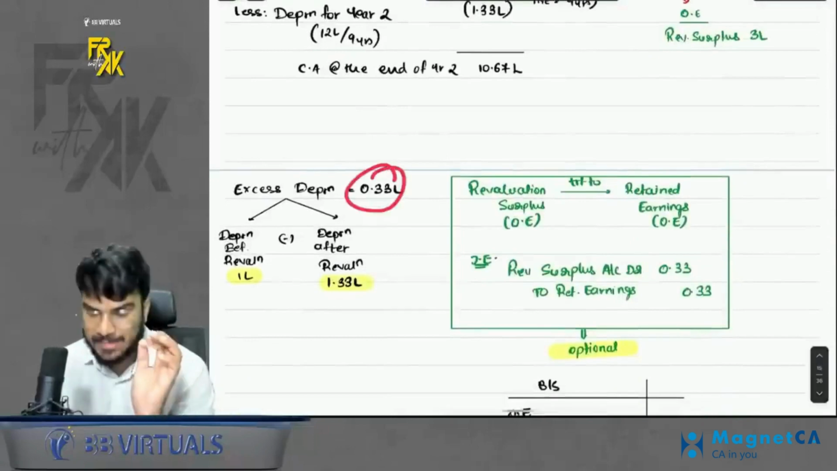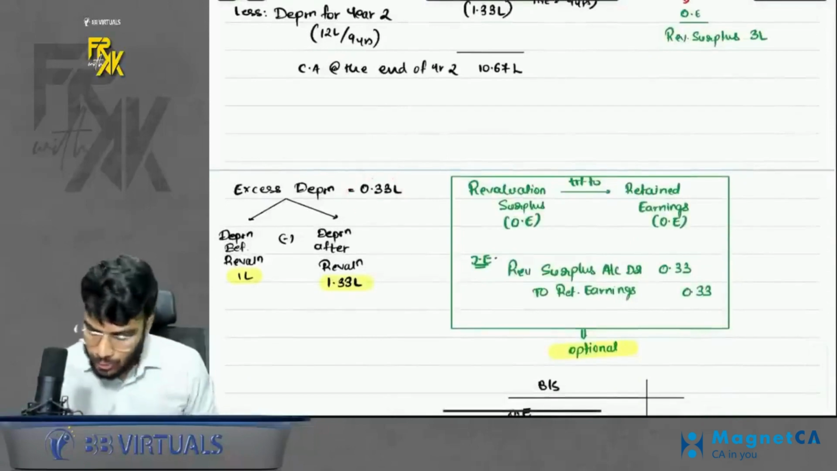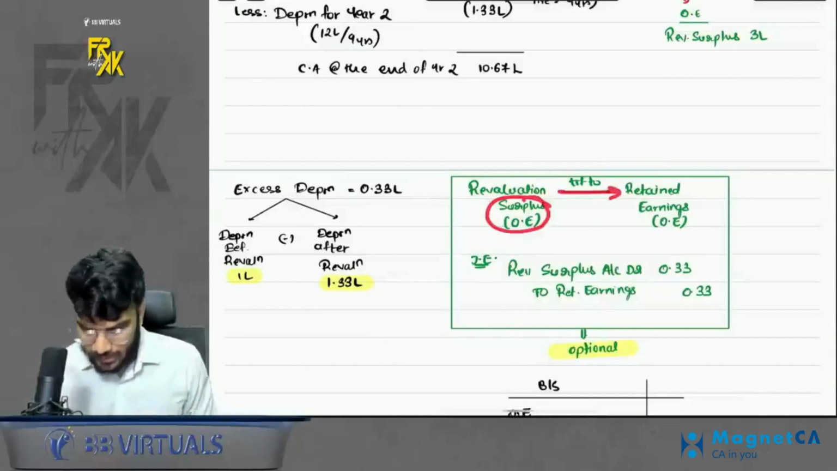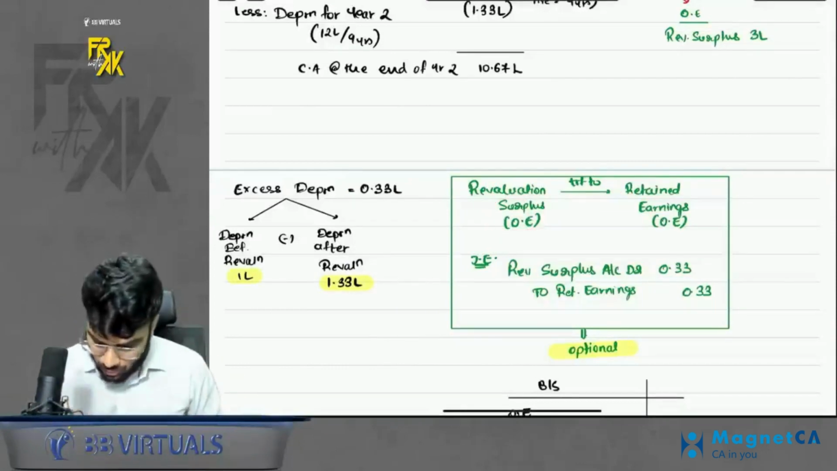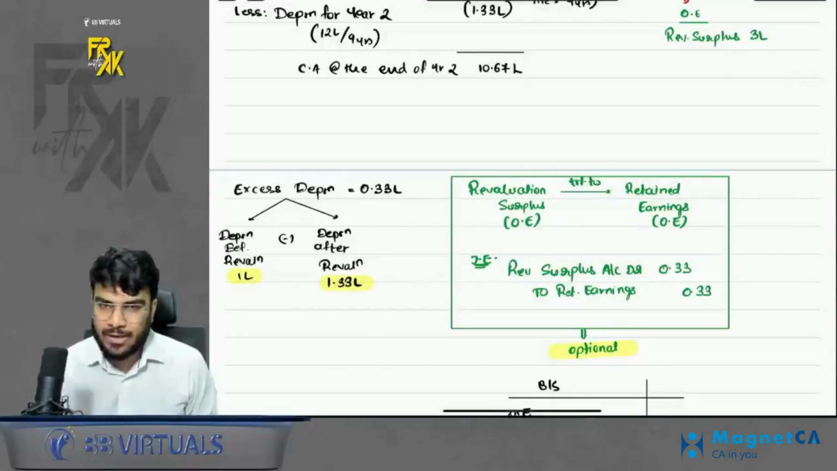Such excess depreciation, the company has an option to transfer from revaluation surplus to retained earnings. Of course, being a revision, I am not discussing the logic behind this. Just remember the procedure. So the company has an option here. It is not compulsory.